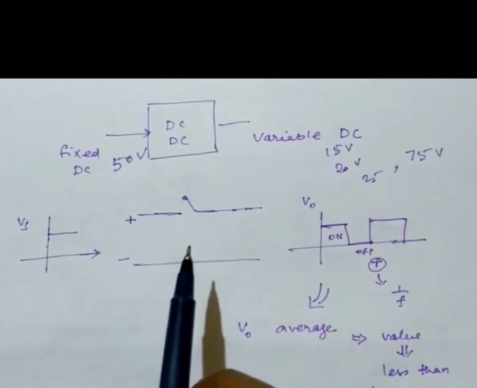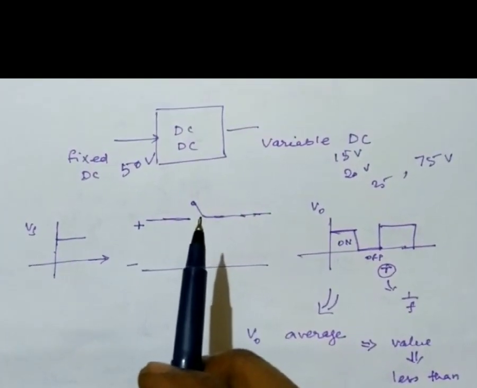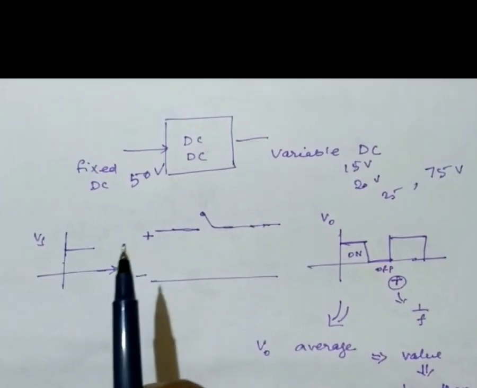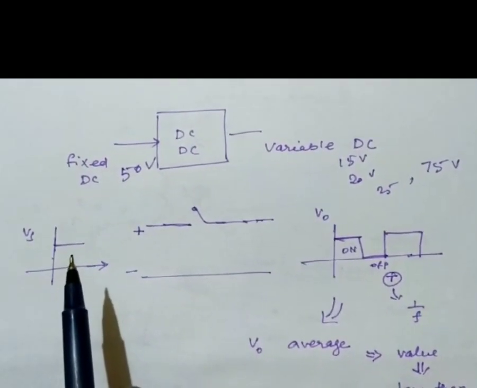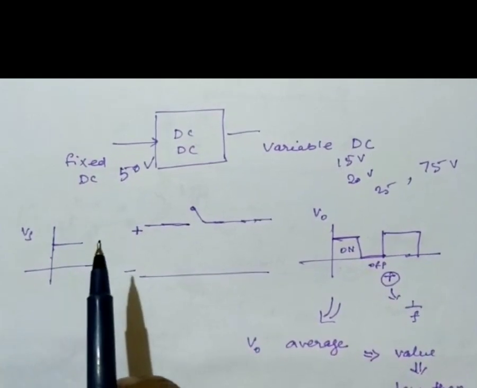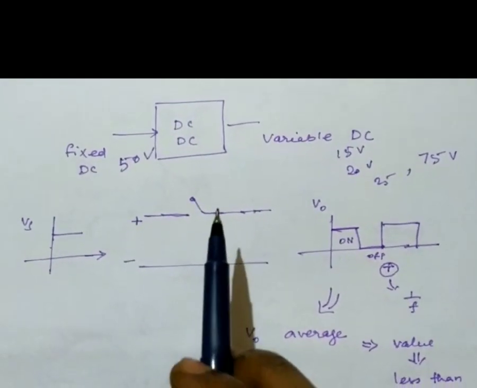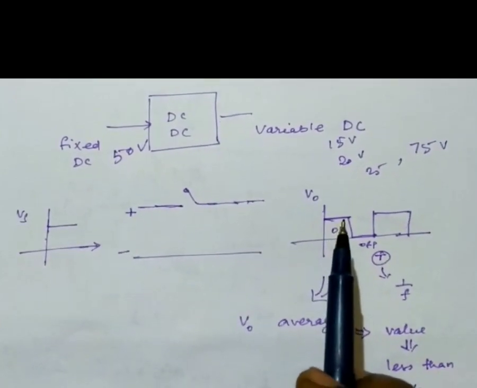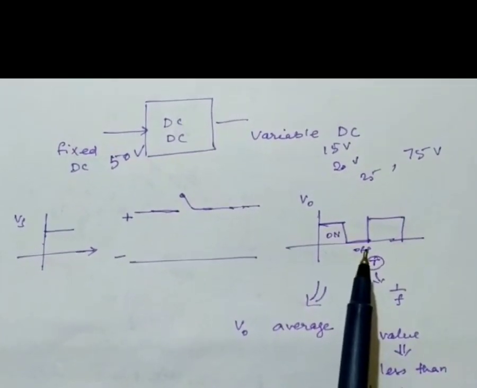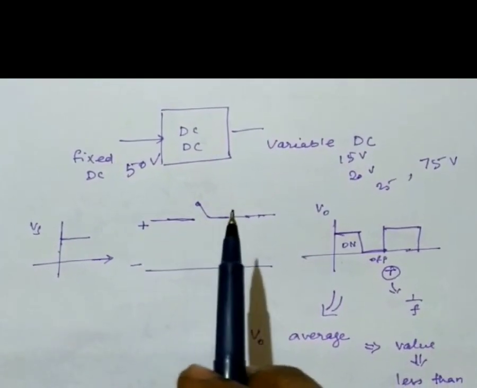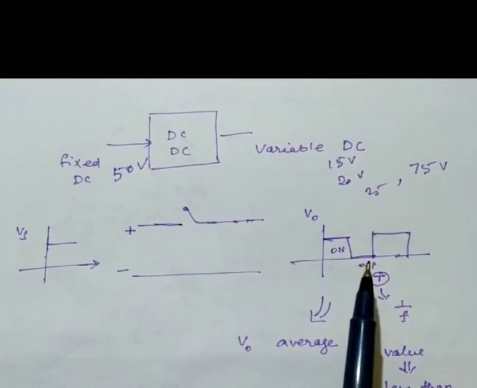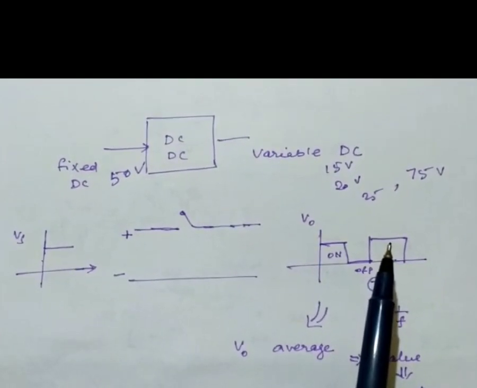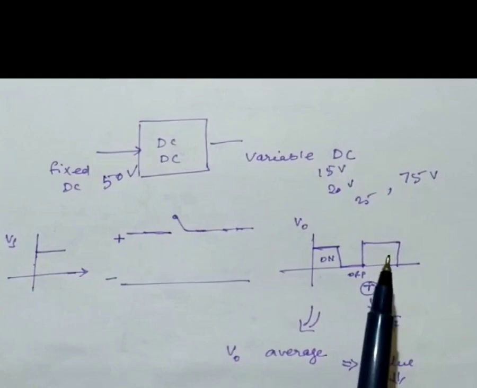The main element involved in the DC circuit is the switch. When we have a fixed DC supply of 50 volt, constant voltage, and the switch is on, the input voltage is available at the output side. When the switch is off, that is open, no voltage is available on the output side. Again, when the switch is on, the voltage is available. Likewise, it keeps going on.